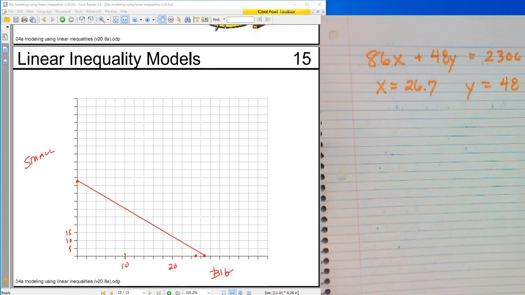So where are the solutions to this? The solutions are all up here. I want to make more than this amount of money. Every point up here works. These are the points where they make enough money. These are the points where they don't make enough money. Everything up here works.